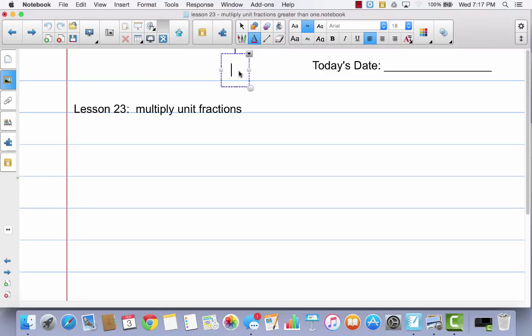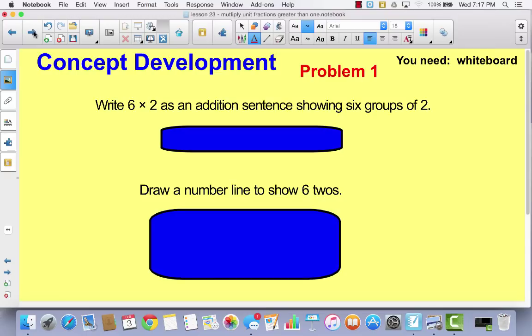We're not going to put a whole lot in our math journal today, but we are going to put a couple of examples of some problems in our math journal. So the first thing I want you to do is write 6 times 2 as an addition sentence showing 6 groups of 2. So basically we're showing 6 times 2 using repeated addition. And that would look like this.